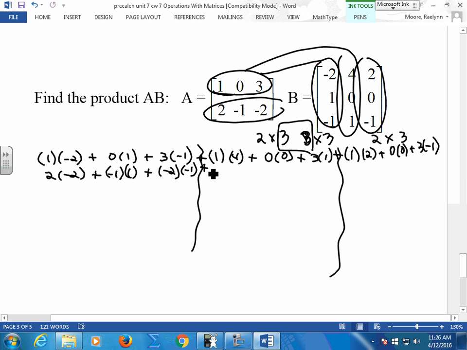Is everybody following us? Okay, next column. 2 times what? 4. Can you almost see it right here? Plus negative 1 times 0 plus negative 2 times 1. Last one. Last column. 2 times what? 2 plus negative 1 times 0 plus negative 2 times negative 1. You're done.